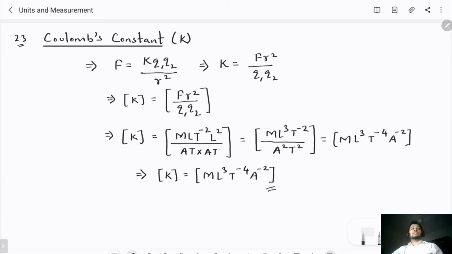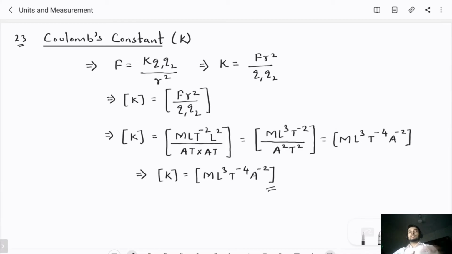So similarly, for any physical quantity, if you have the direct formula, then you can write it and find the dimension. Otherwise, you think of a formula or an expression in which that particular physical quantity comes, and from there you get an expression for the physical quantity, and then you can find its dimensional formula.